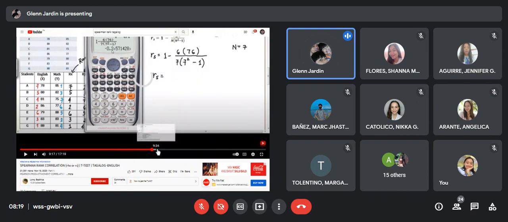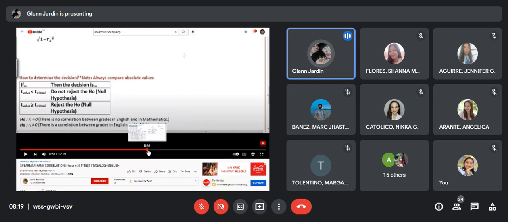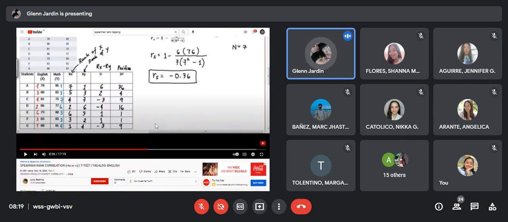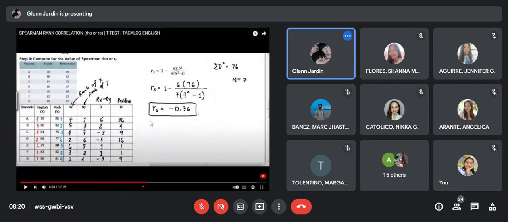Calculus. So, kaya hindi masamang gumamit ng calculator lalo na pagka mahirap tayo mag-add or mag-subtract. Ano bang value dito? Okay? 36 plus 4, 40, 49, 55.